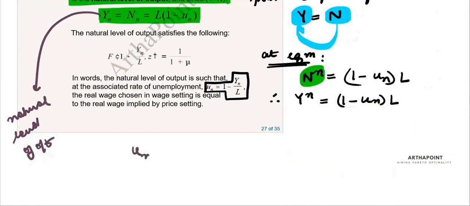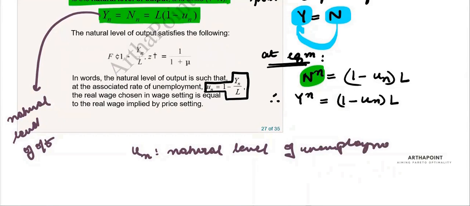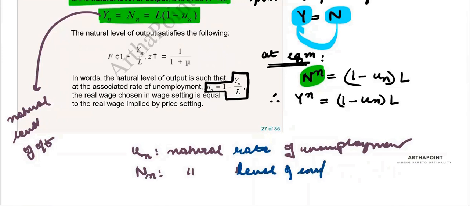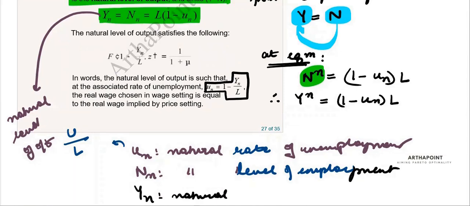So please see, UN is called the natural level of unemployment. Correspondingly, NN is called natural level. Actually, this is the natural rate of unemployment. NN is called the natural level of employment. This is a rate because this is U by L, unemployed by labor force. Okay, so this is the natural level of employment. And YN is the natural level of output.